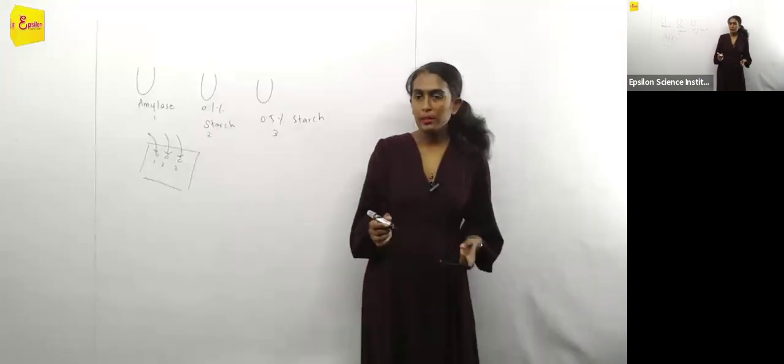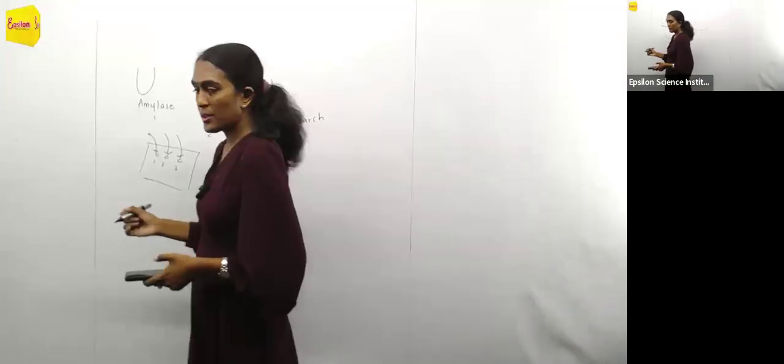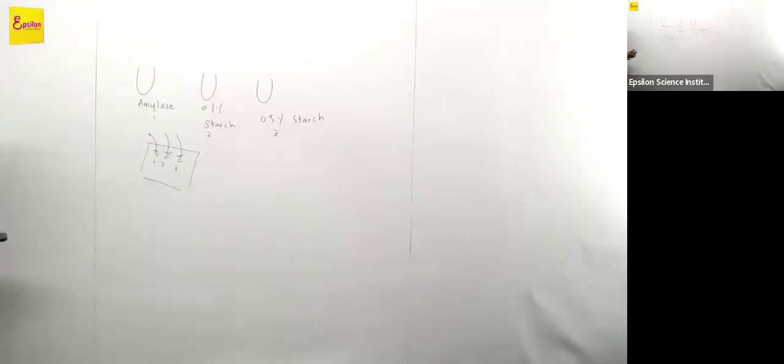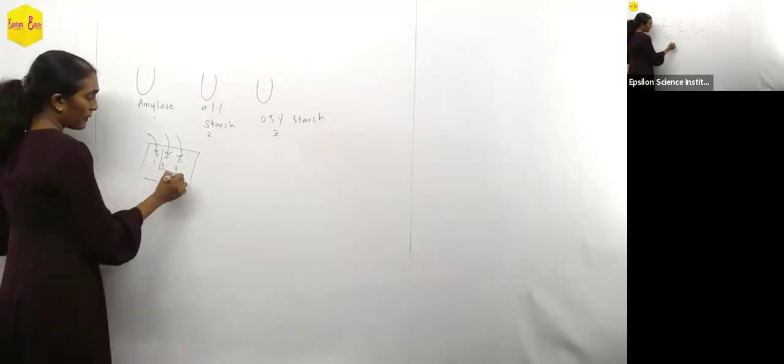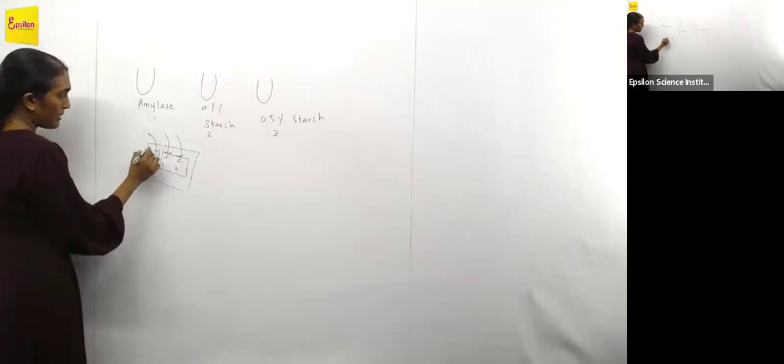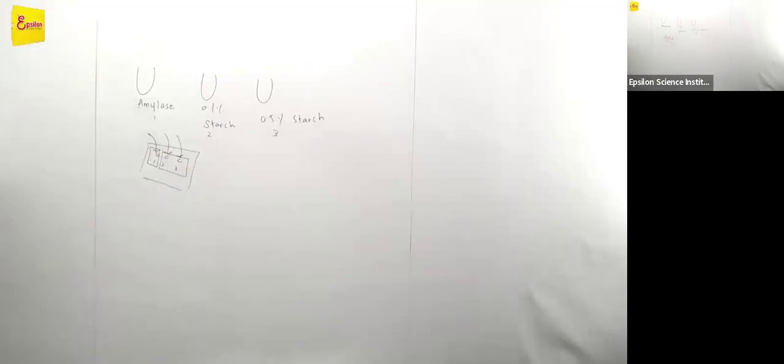Which samples will give? 2 and 3 starch? Neither. 2 and 3 will give blue black color. So you can obviously identify which solution contains amylase. That part okay?